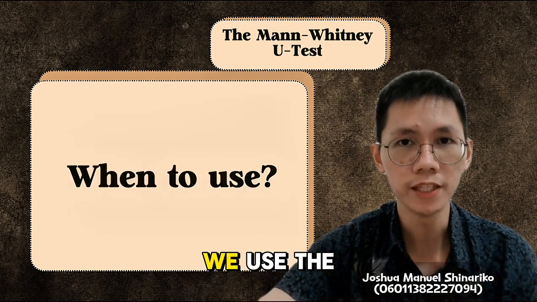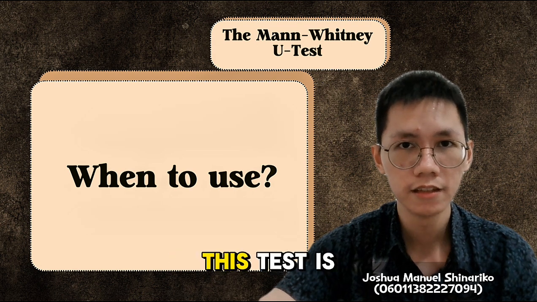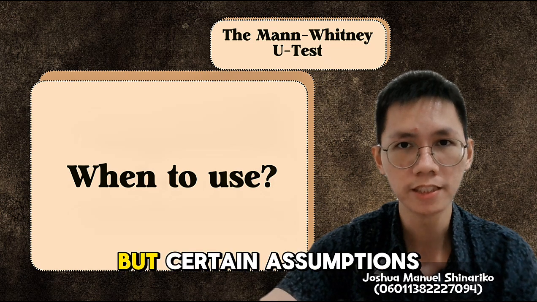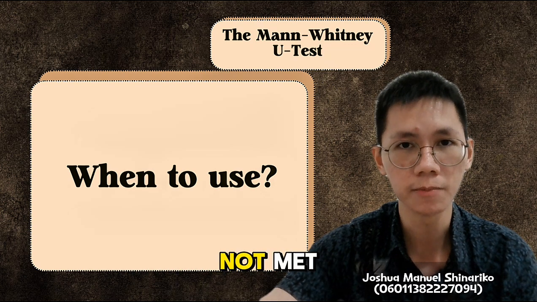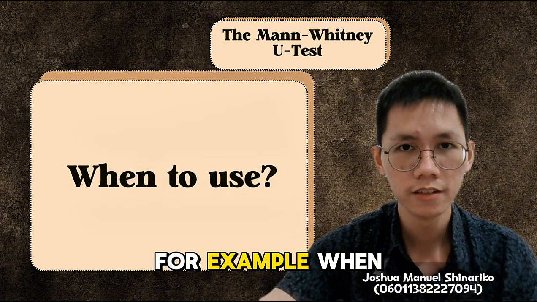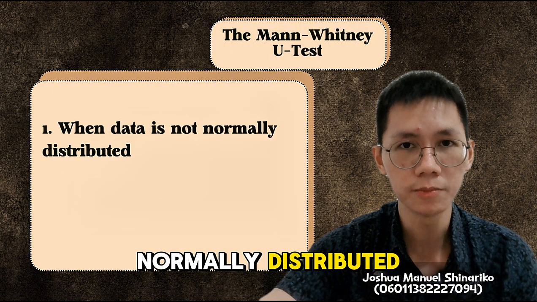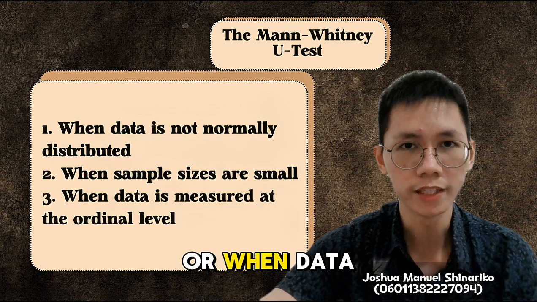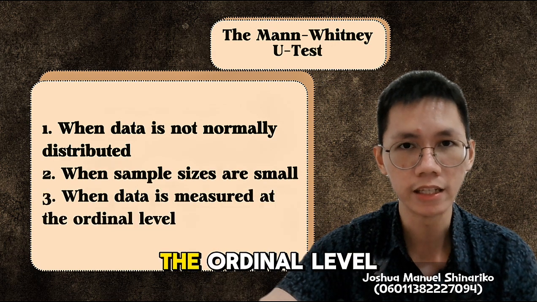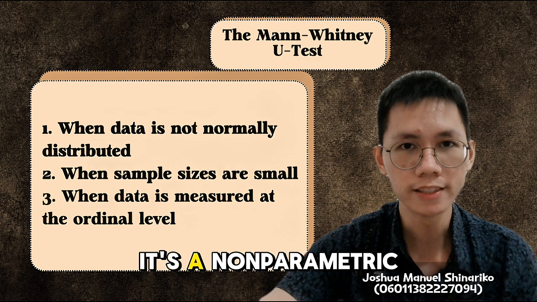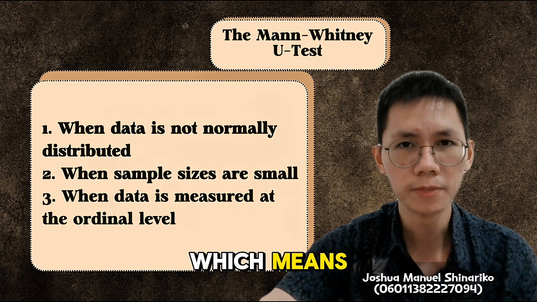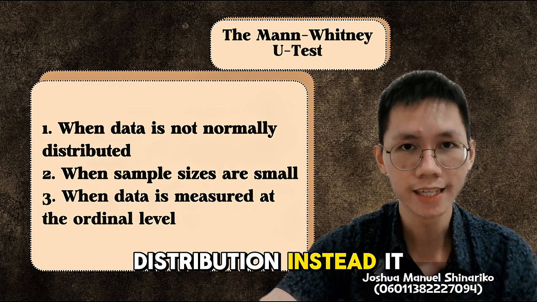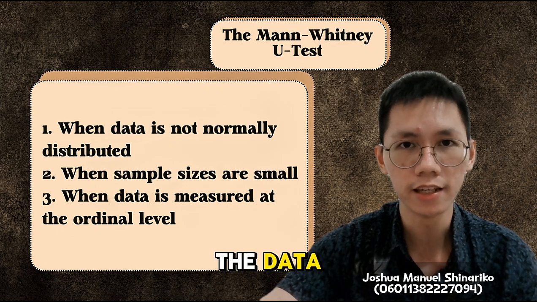So when do we use the Mann-Whitney U-test? This test is used when we want to compare two independent groups but certain assumptions of the t-test are not met. For example, when data is not normally distributed, or when sample sizes are small, or when data is measured at the ordinal level. It's a non-parametric test, which means it doesn't require our data to follow a normal distribution. Instead, it works by ranking the data.